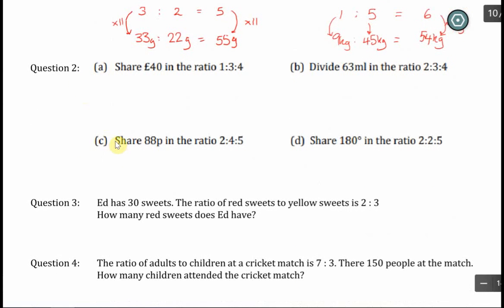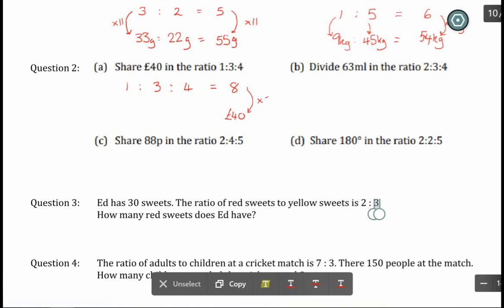Okay, question 2, exactly the same skill. The only difference is there's 3 parts to these ratios. So I'll just go through one and then do the rest. So we're sharing £40 in the ratio 1 to 3 to 4. Now in total that gives us 8 parts, and in total we're sharing £40. So how much is each part worth? £5.